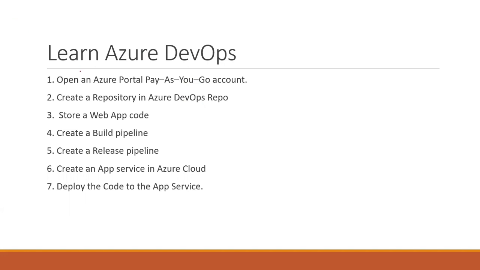And then you need to go to Azure DevOps Repo. You need to create a repository, store a web application code over there, create a build pipeline, create a release pipeline, create an app service in Azure cloud, and deploy the code to the app service. If you know this much, you can say you know the basic cloud DevOps.